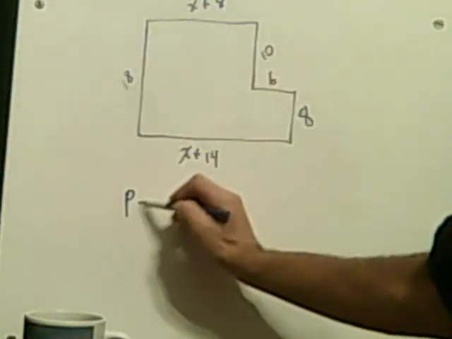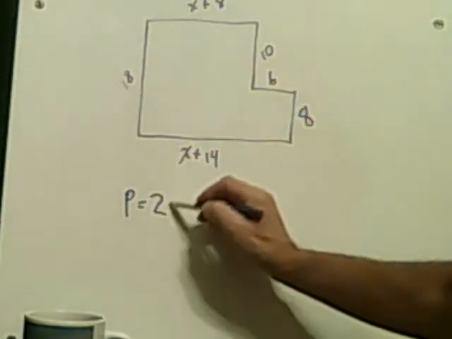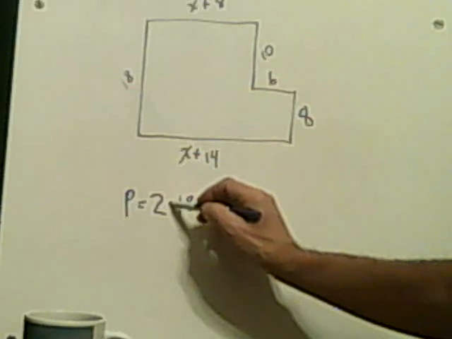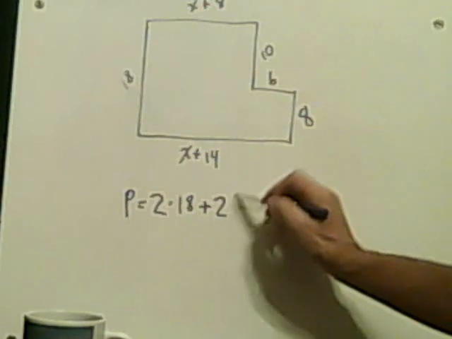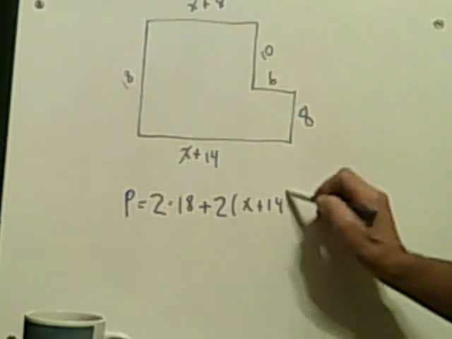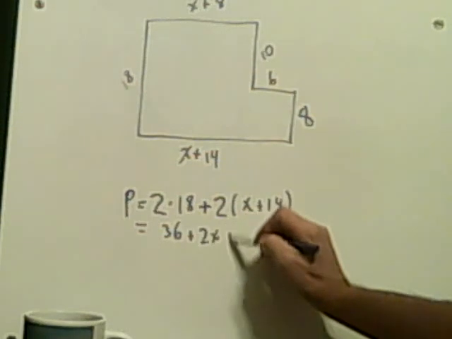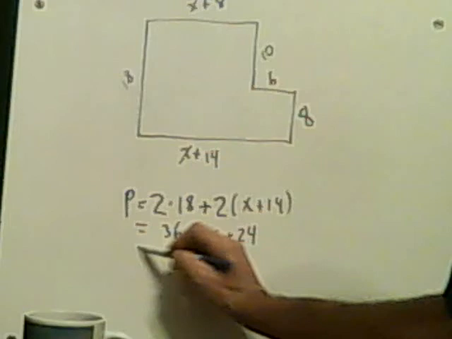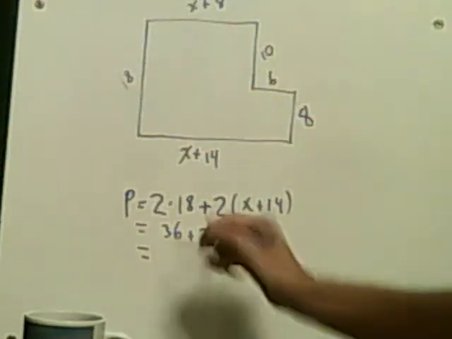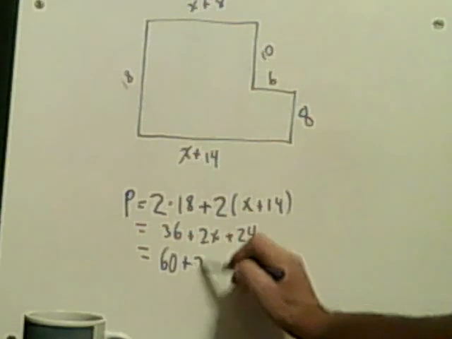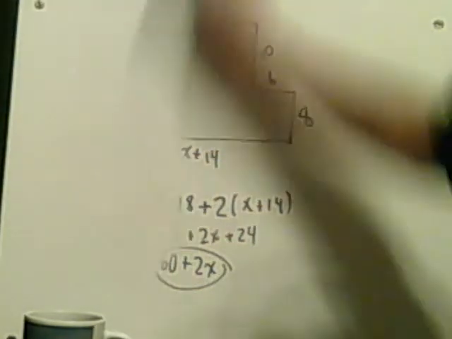So the perimeter is going to be 2 times 18. Now here I put a dot because there's a 2 and an 18. I didn't add them up. And 2 times x plus 14. That's equal to 36 plus 2x plus 24. Or 24 and 36, that's 50 and 10. That makes 60 plus 2x. So that's the answer. Okay, now we're going to do number 12.